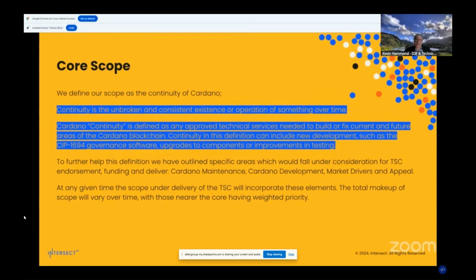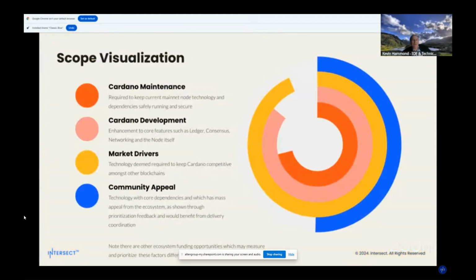So one of the questions which is going to be put will be what is core. We need to be quite selective about that because there are limited resources to handle core definitions. So to visualize this, we can see that there are four components. First, which is incredibly important, is Cardano maintenance, which is required to keep the current mainnet technology and dependencies safely running and secure. The second is Cardano development, which is enhancement to core features such as the ledger, consensus, networking and the node itself. The third is market drivers, which are technology that is required to keep Cardano competitive amongst other blockchains. And finally, community appeal and technology with core dependencies, which has mass appeal from the ecosystem, as shown through prioritization feedback, and which would benefit from delivering.